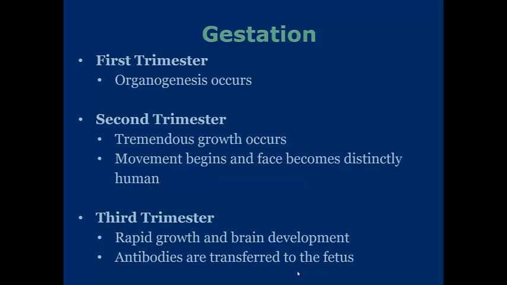The second trimester is when growth happens exponentially, and the fetus does start to move, and a face starts to become distinctly human. At the end of these 6 months, you'll generally see about a 30 to 36 centimeter long fetus. The final 3 months, the last trimester, involves another rapid growth cycle and brain development. This is also when antibodies are transferred to the fetus from the mother.